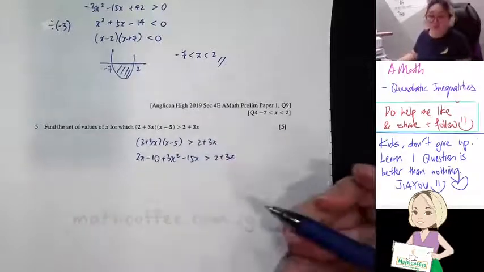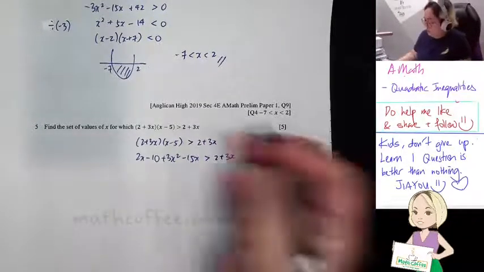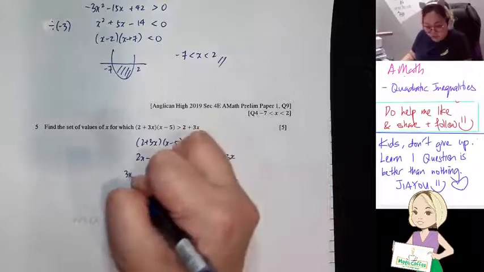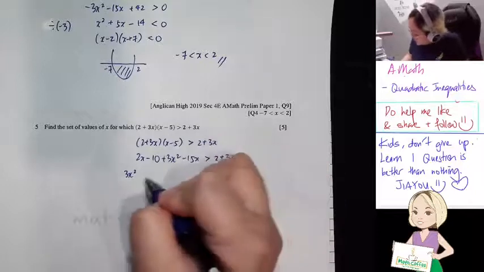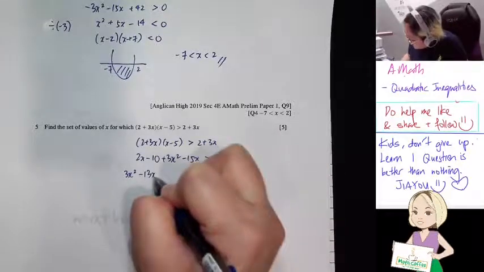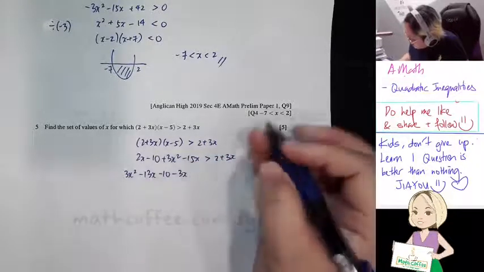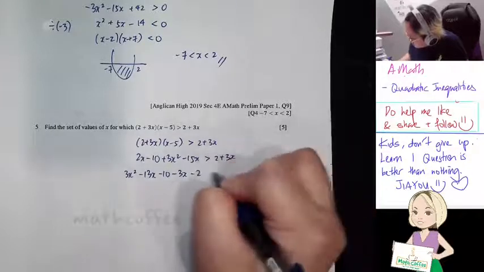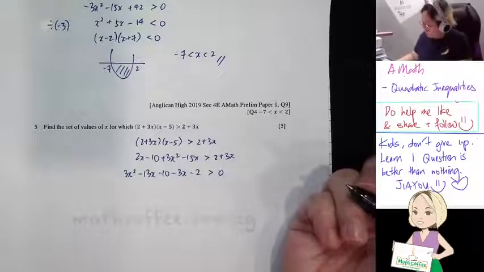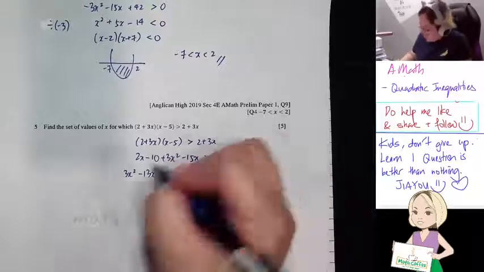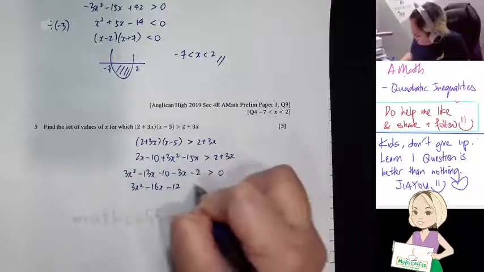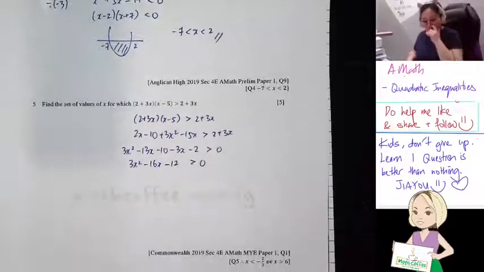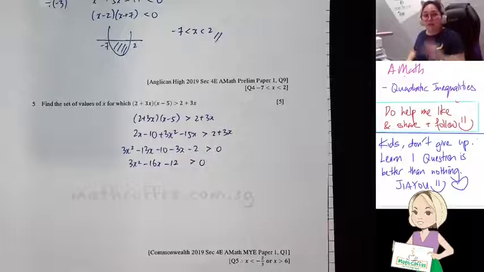Everything throw to the left hand side because this is a quadratic inequality. So I will have 3x squared, let's see, minus 13x minus 10 minus 3x minus 2 more than 0. So I will have 3x squared minus 16x minus 12 more than 0. Okay, this one cannot simplify further, and it's already a happy face, so I don't have to change it. It's already a happy face.